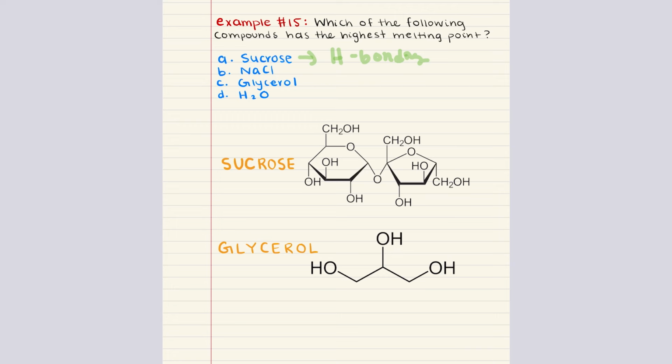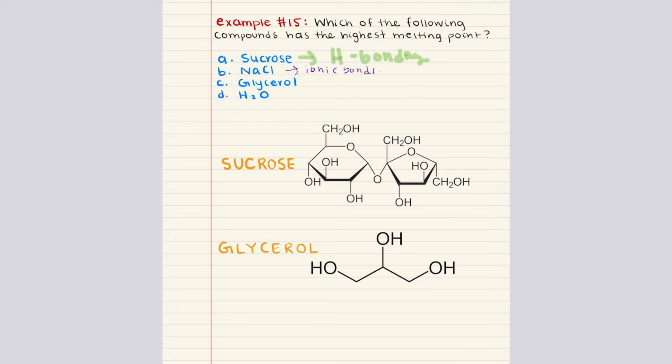Okay, next up is sodium chloride. This is an ionic compound with strong electrostatic forces between the sodium cation and the chloride anion. These ionic bonds are very strong, and they require a significant amount of energy to break. Okay, so this is ionic. We need to keep that in mind, ionic bonding.